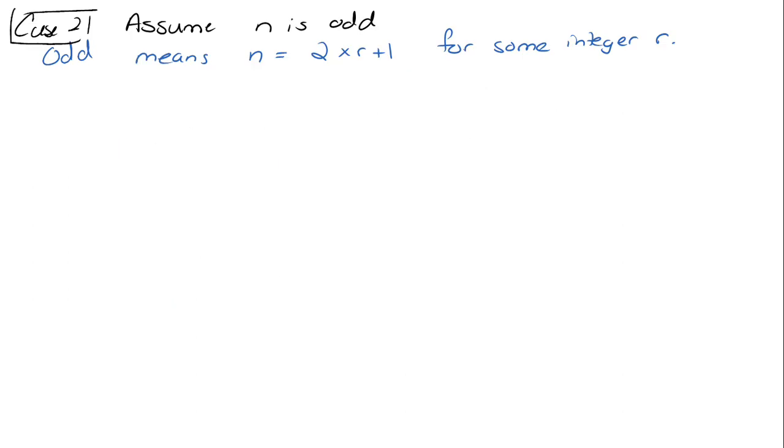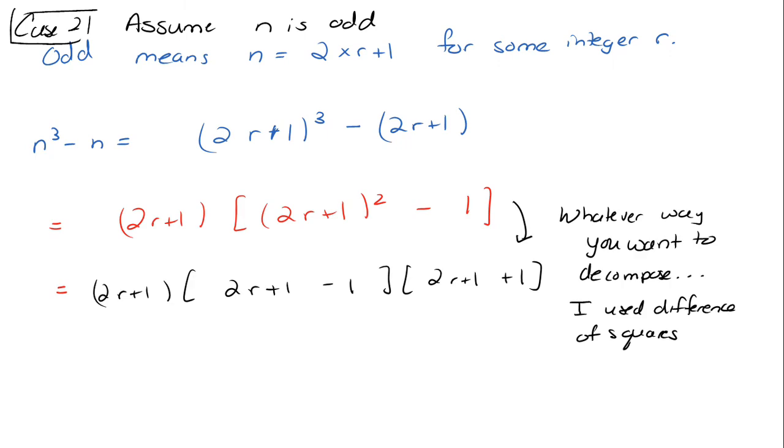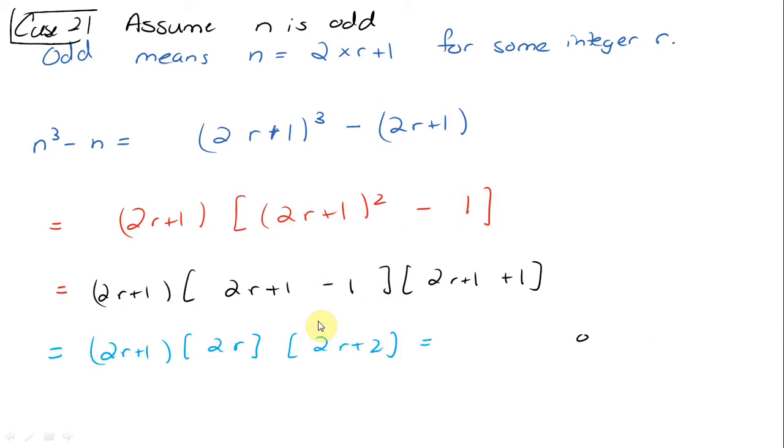Case 2, that's the other case. That's n is odd. Odd means n is 2 times r plus 1 for some r. I'm going to do the same thing I did before, and I'm going to go through this a little bit more quickly. I'm going to factor, and you can factor whatever way you want. It doesn't matter how you decompose it. You can expand things out. I use difference of squares here. I considered this one thing and this another thing squared, and I did difference of squares. And then I noticed that I get a 2 out of this middle term right here.